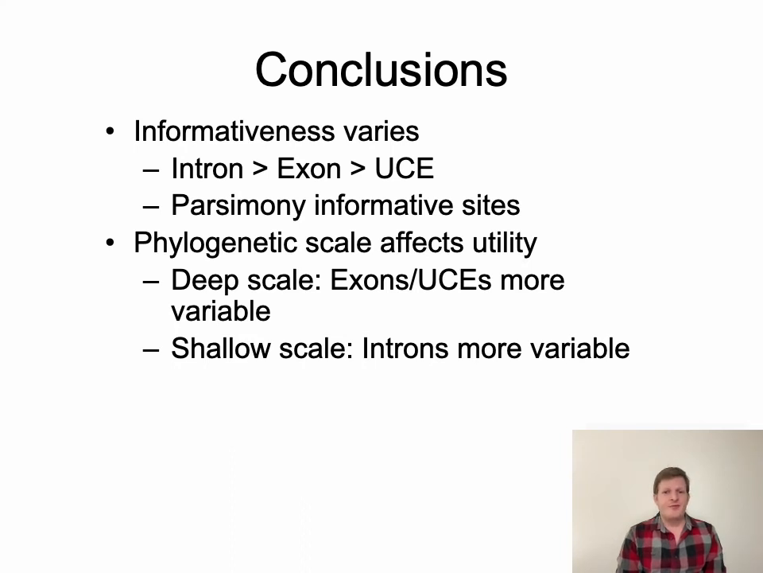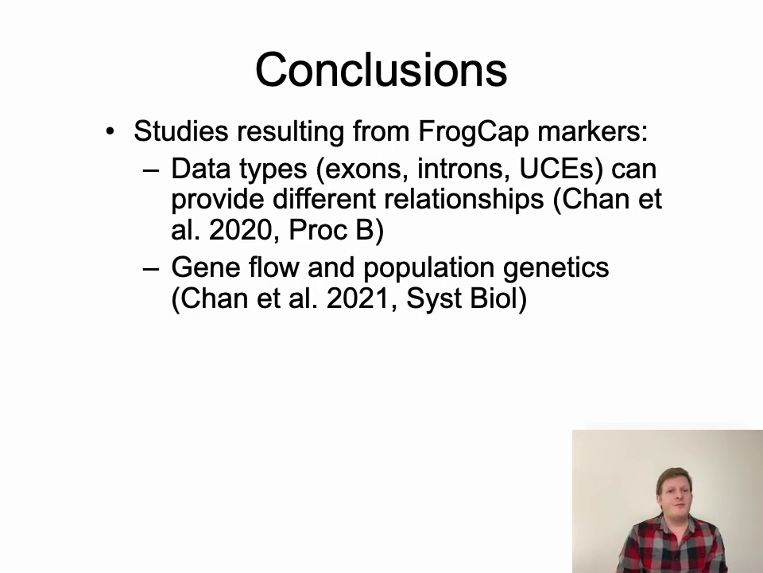So the probe set was a major success in being able to capture broadly across all frogs from the entire order level down to the population level. And this is supported by some published studies that have used FrogCap, with the first comparing data types, exons, introns, and UCEs phylogenetically, and we show in this study that different relationships are provided based on the data type. So carefully examining and using different data types can be important when disentangling difficult relationships.